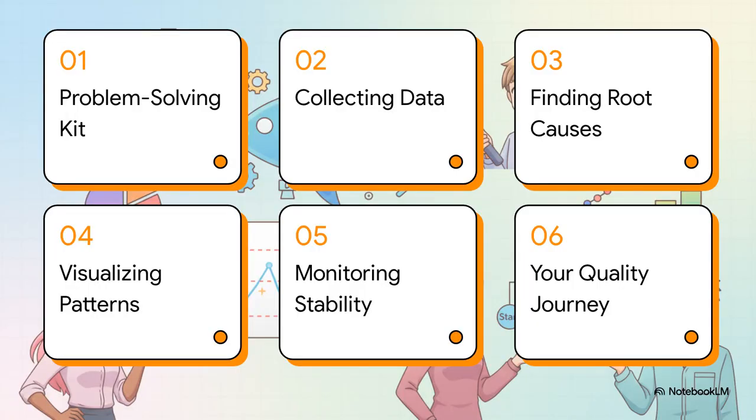So here's our roadmap for the investigation. 1. The problem-solving toolkit. 2. Collecting data. 3. Finding root causes. 4. Visualizing patterns. 5. Monitoring stability. And 6. Empowering your overall quality journey.